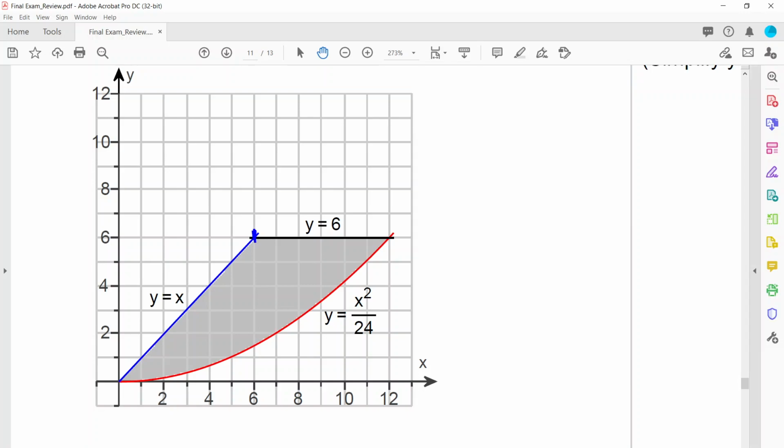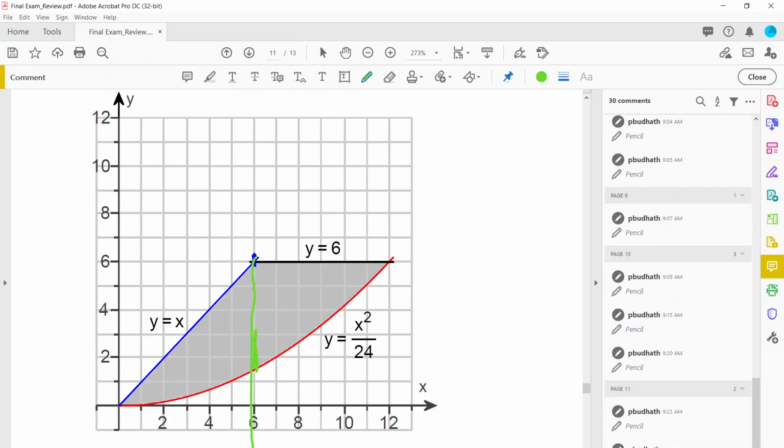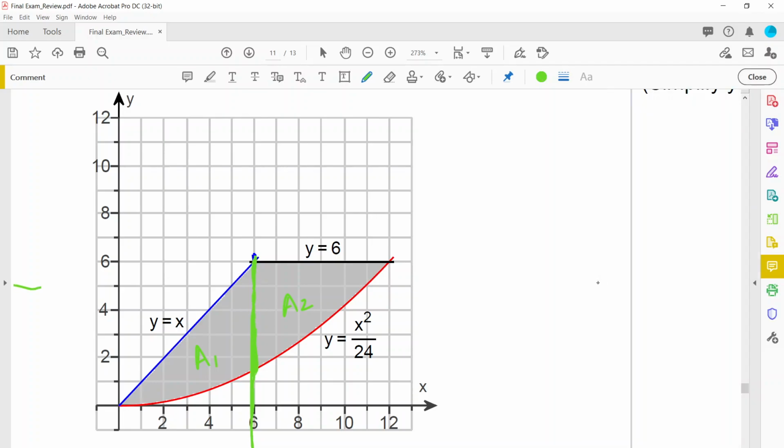So I'm going to just split this into two parts by using, let me use the green one here. As you can see, at x equal to 6, this graph is now splitting into two parts. The first part is a1, the second part is a2. For a1, y equal to x is the greater one, and y equal to x²/24 is the smaller one. For a2, y equal to 6 is greater.